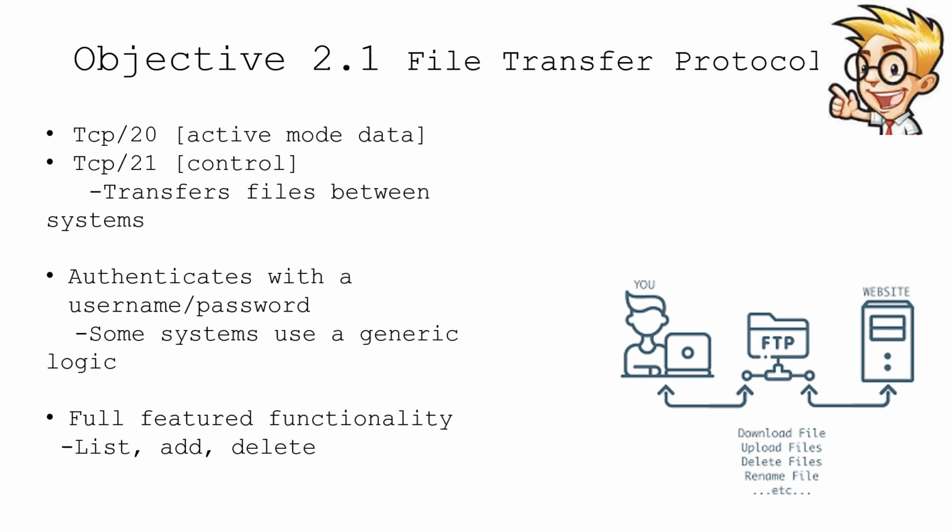FTP is a generic way to transfer data between devices, but it commonly requires some type of authentication to log in to that remote device. So you might use a username and password, although some systems will allow you to log in as anonymous and use any password to gain access. The FTP protocol also includes a number of file management functions. So when you connect to an FTP server, you can list all the files on that server. You can add, delete, rename, and perform other file management functions, all by using FTP.